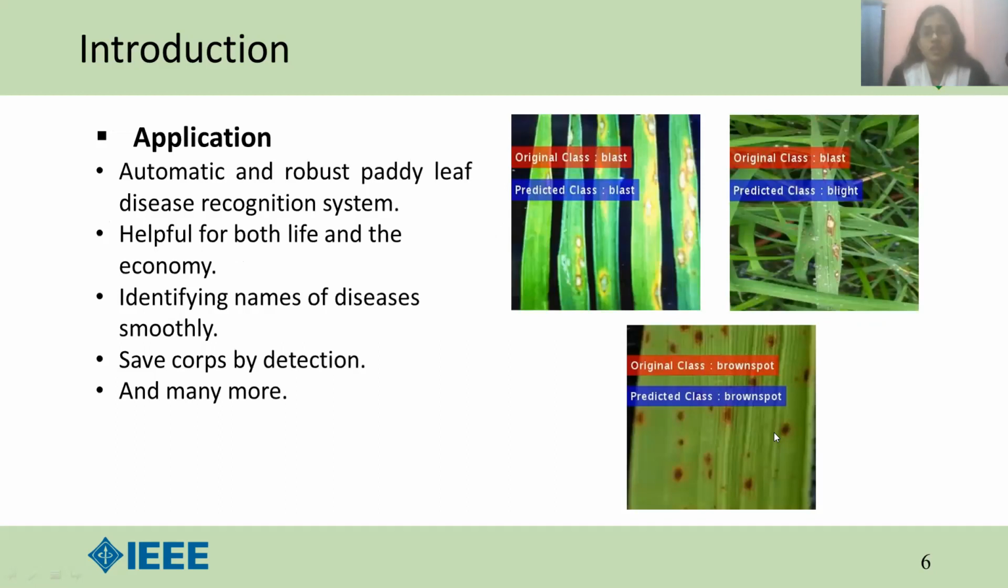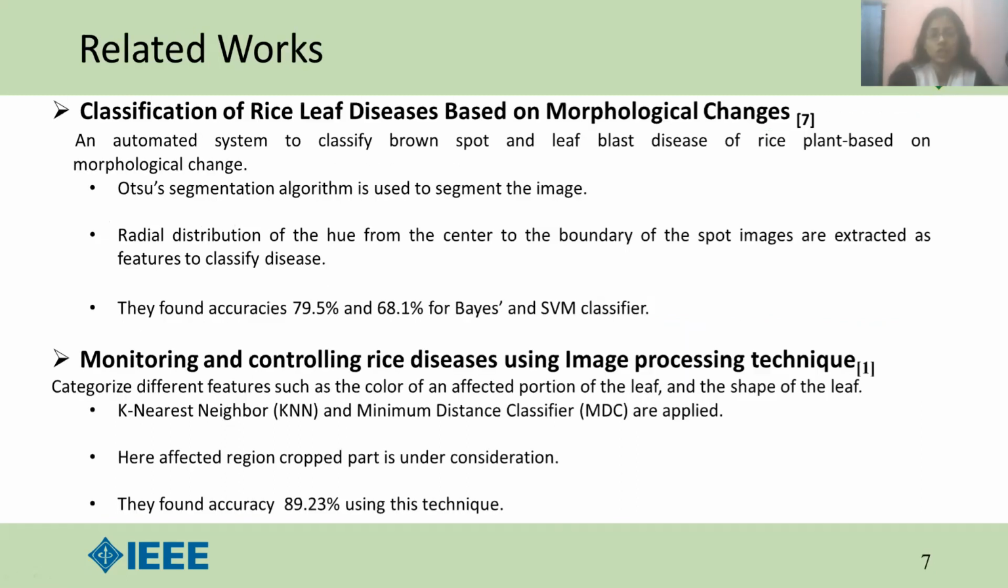There are some applications. It is an automatic and robust leaf disease detection system, and it is helpful for both life and economy, identifying names of the disease very smoothly, and it also saves crops through this detection process. There is some related work.